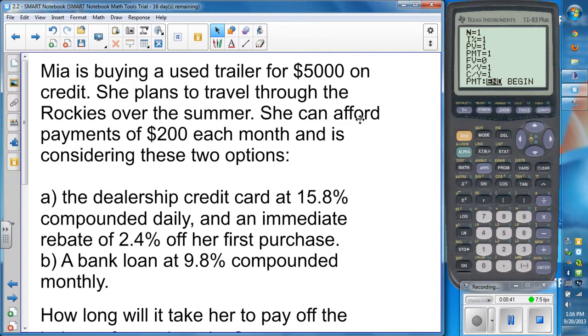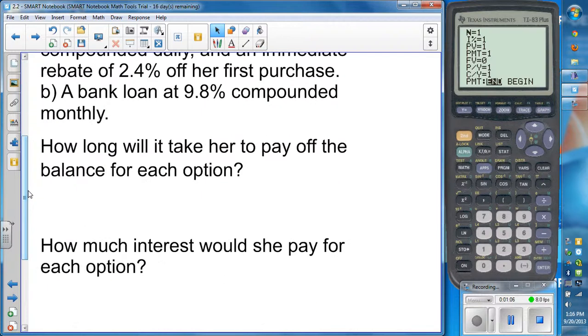Alright, here's an example. Mia is buying a used trailer for $5,000 on credit. She plans to travel through the Rockies over the summer. She can afford payments of $200 each month and is considering two options: the dealership credit card at 15.8% compounded daily and an immediate rebate of 2.4% on her first purchase, or a bank loan at 9.8% compounded monthly. How long will it take her to pay off the balance for each option?